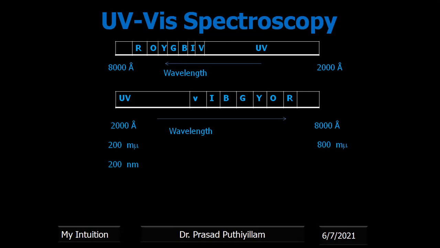Or in terms of nanometer, the nanometer scale is mainly used to draw the spectrum. Mainly we come with the nanometer scale. Therefore, it is 200 nanometer to 800 nanometer. That means 1 nanometer is equal to 1 millimicron. So that is the unit conversion.